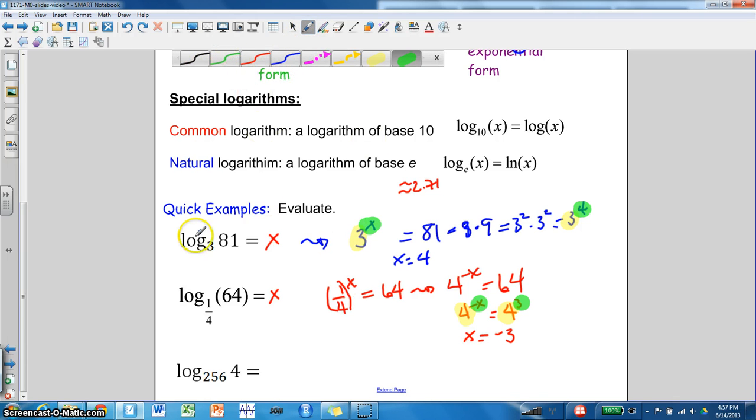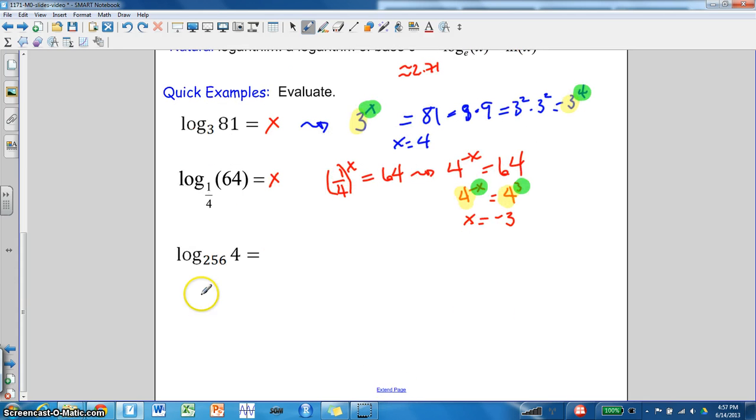Okay, last problem. We have log base 256 of 4 is equal to x. Okay, so I'm going to write 256 to the x power is equal to 4. Now I have to probably play with my calculator a little bit, but I know that 256 is 16 squared.